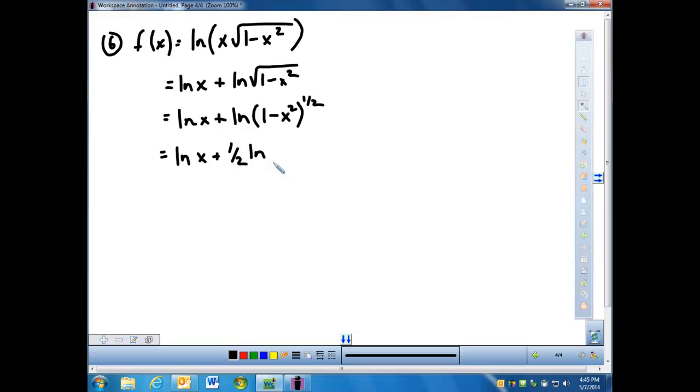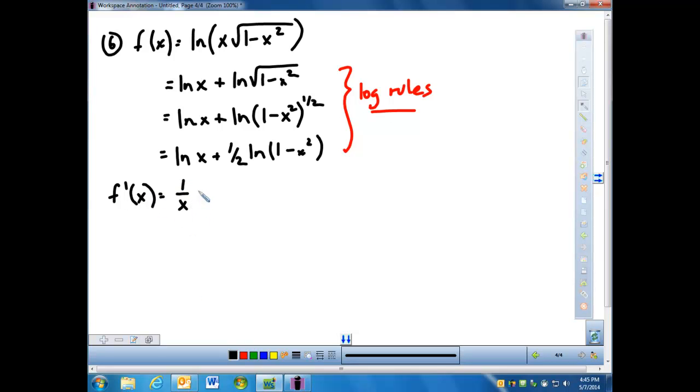So by using your log rules, you can simplify these quite a bit, and your derivative work will be a lot easier. So if you can use log rules, really recommend doing that. Now take the derivative, really easy now. 1 over x plus 1/2 times the derivative of the inside part, negative 2x, over 1 minus x squared. Do a little simplifying here. I can cancel out the 2 on the top and the bottom.